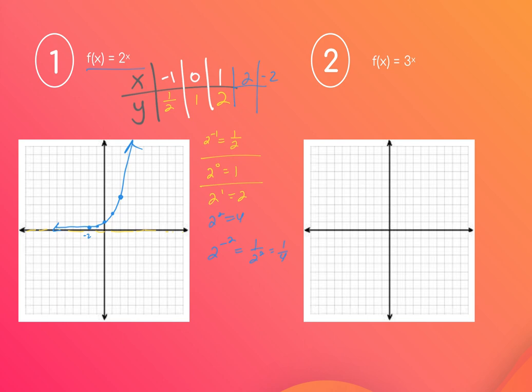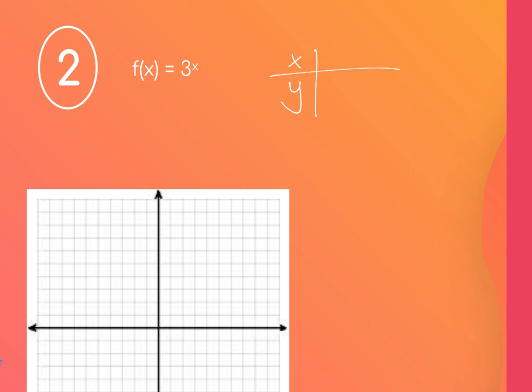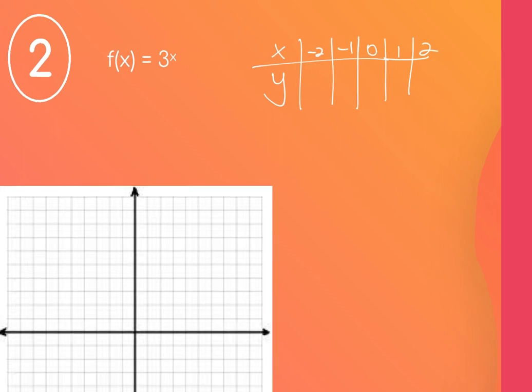All right, so same thing for 2. Again, we'll just set up a t-chart. -2 to 2 is what? -2, -1, 0, 1, 2. And then do what we just did. 3 to the -2 is 1/3 squared, which is 1/9. 3 to the -1 is 1/3.